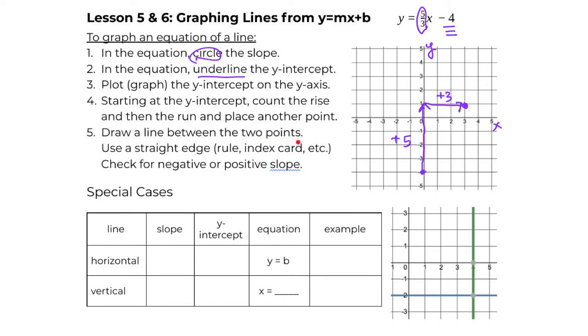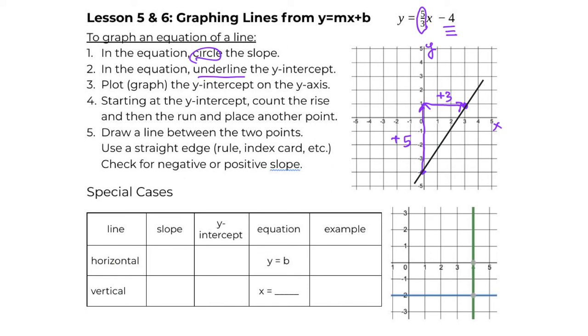Then draw a line between those 2 points. Use a straight edge. That's a ruler, an index card, a folded piece of paper, something to give you a nice straight edge. And then check for positive or negative slope to make sure that your graph is going the way it looks like. So I have a positive slope, so my graph should be increasing from left to right, and it will be.